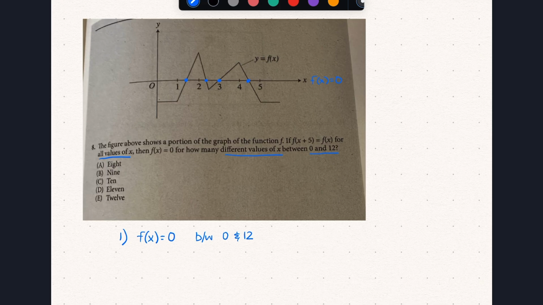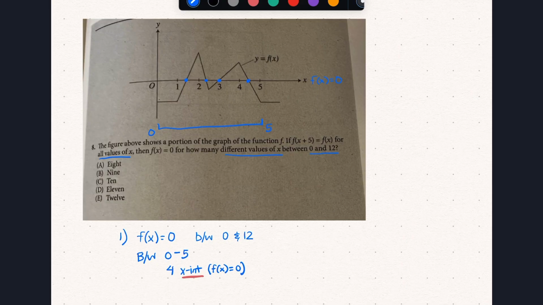So we have the function shown to us between 0 and 5, and between 0 and 5 we have 4 x-intercepts. In other words, values where f of x equals 0. Again, this isn't necessary to answer the question. We're not necessarily solving for the x-intercept. We're really just counting values where f of x equals 0.